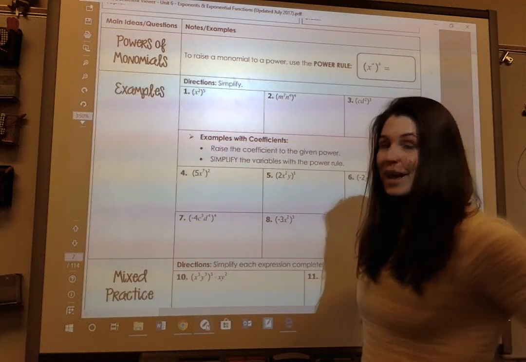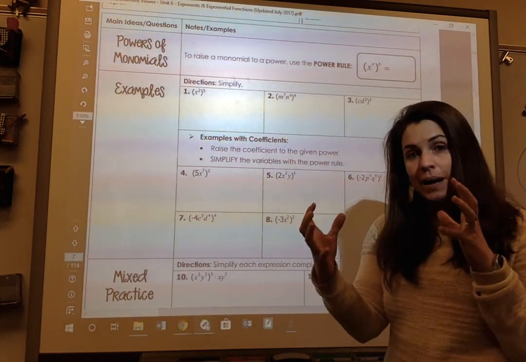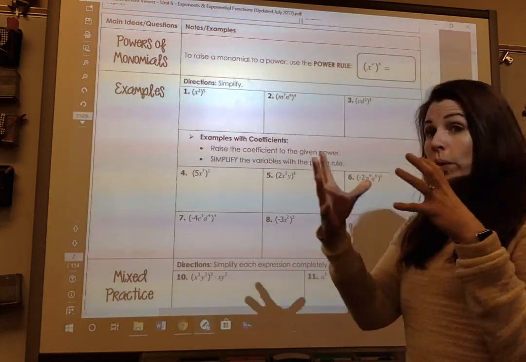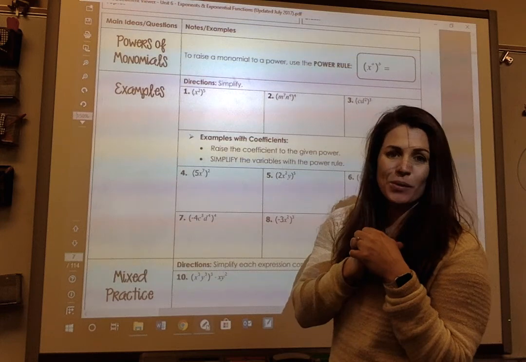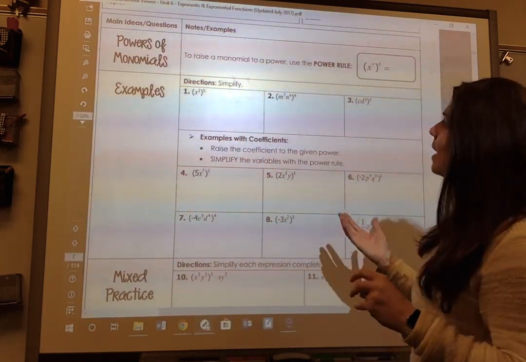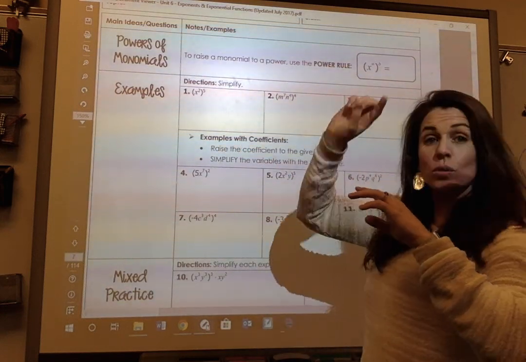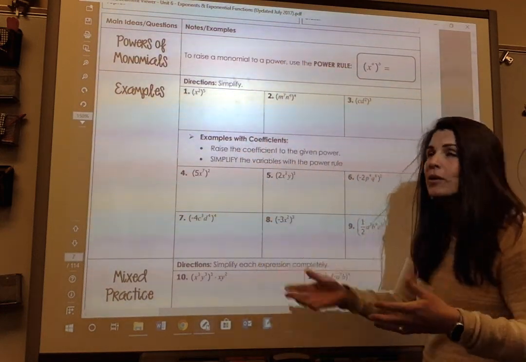Here we are back again with exponents. We have already gone over adding and subtracting and combining like terms. And when we combine, nothing happens to those exponents. When we multiply, my exponents add. And now, what happens when we raise a monomial to a power? What happens with my exponents then?